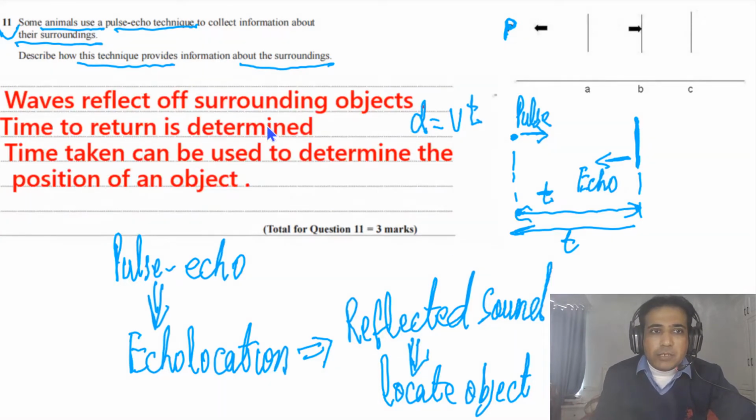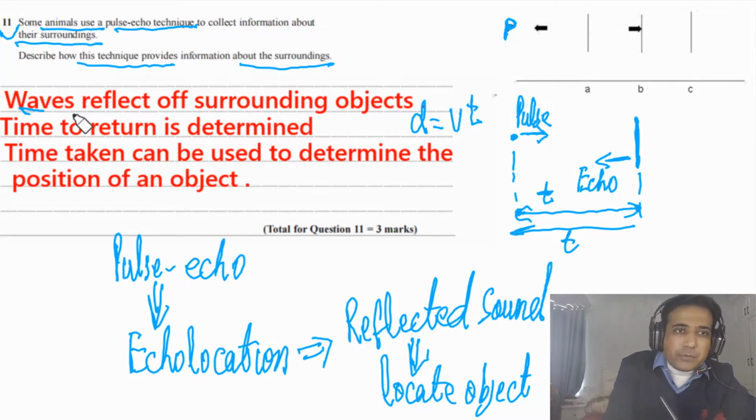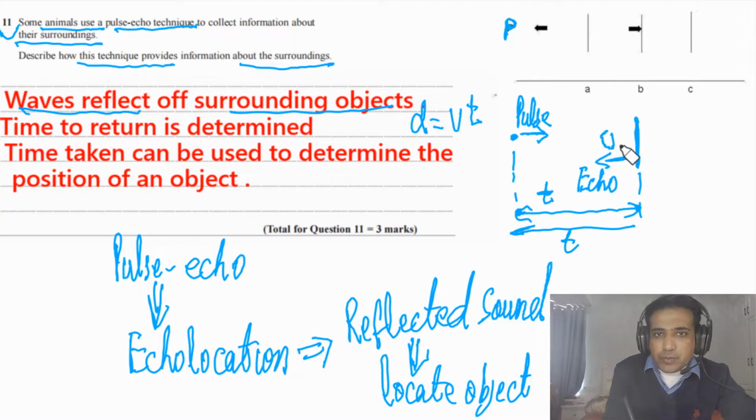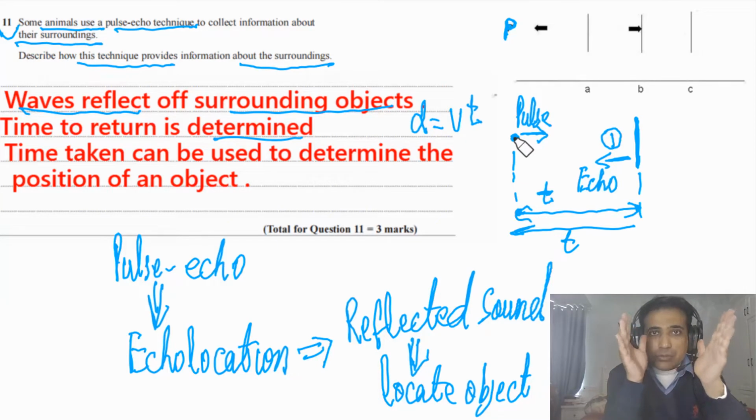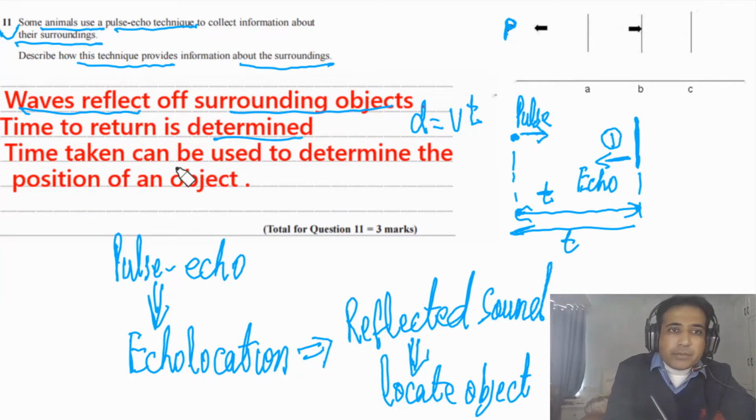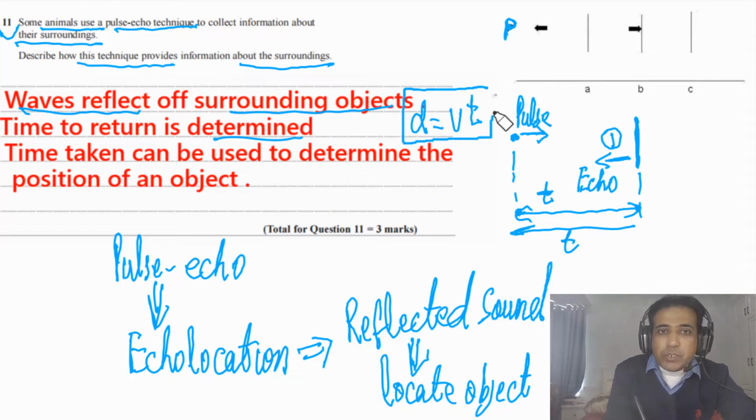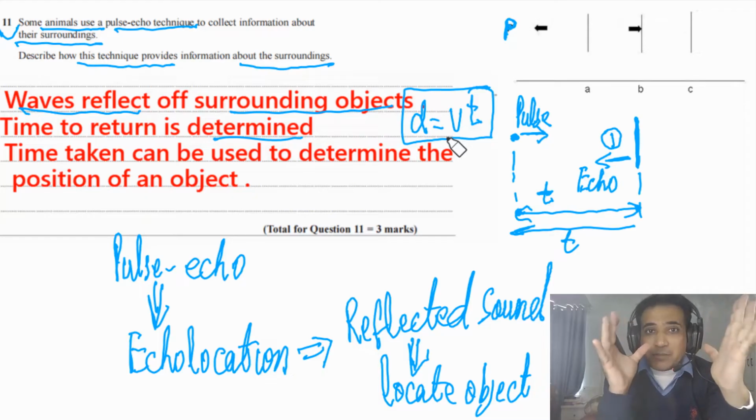This question has 3 marks, so you can mention these 3 points. First, waves reflect off surrounding objects. So this is 1 point. Time to return is determined, meaning the time when the pulse is emitted and the time when the pulse is received, that duration is determined or detected. And the time taken can then be used to determine the position of the object, meaning d equals vt, so the position of the object can be determined, and this is done in the head of the animal.